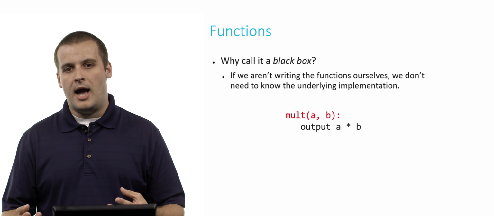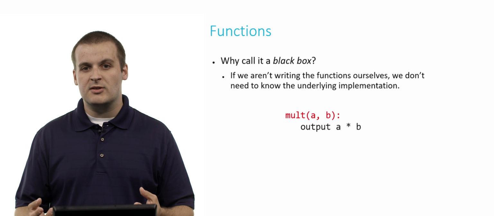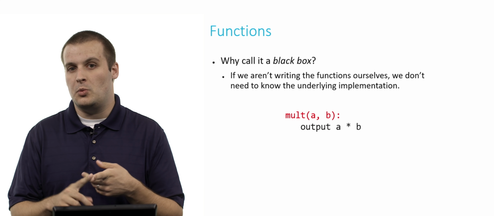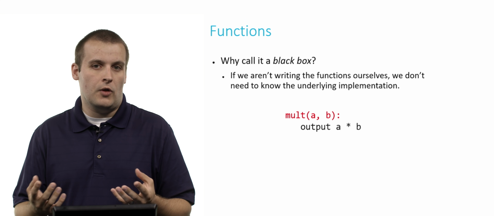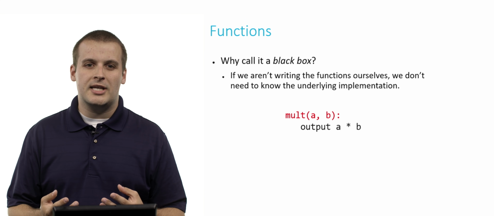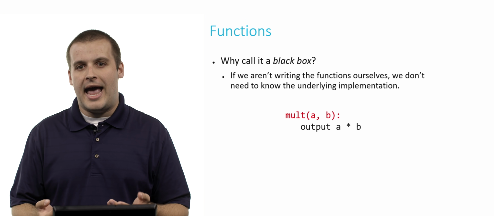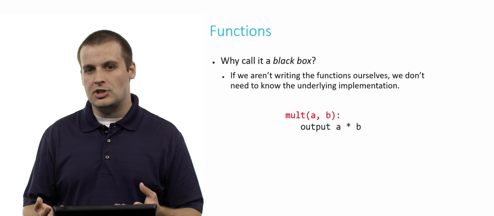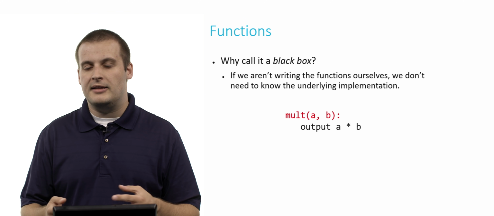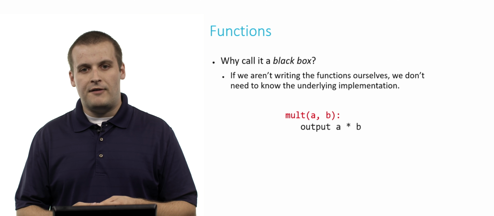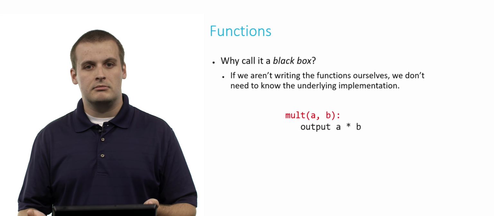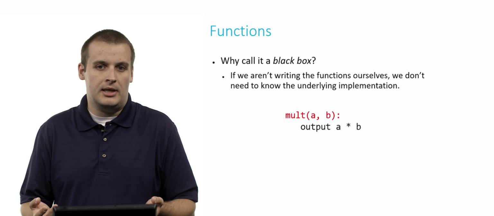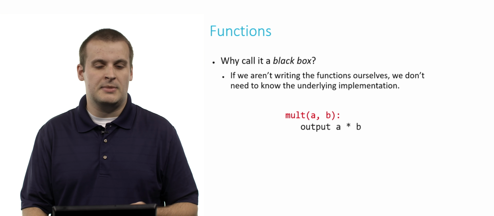Why do we call it a black box? Well, if we aren't writing the functions ourselves, which we've done quite a bit so far in CS50, we've seen printf, for example, which is a function that we didn't write ourselves, but we do use all the time. If we aren't writing the functions ourselves, we don't really need to know how it's actually implemented under the hood. So for example, the black box I just showed you for multiplication. mult(A, B) could be defined, and this is just some pseudocode, as output A times B. That makes sense, right? If we have a function called mult that takes 2 inputs, we would expect that the output would be the 2 inputs multiplied together, A times B.